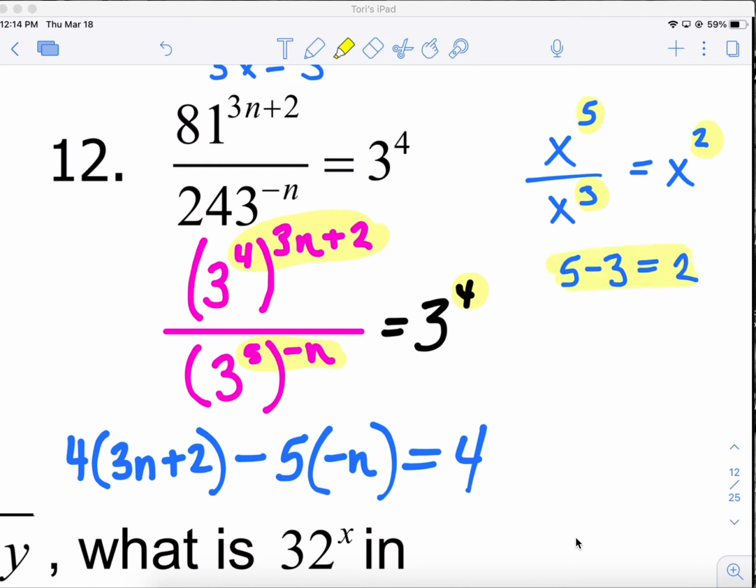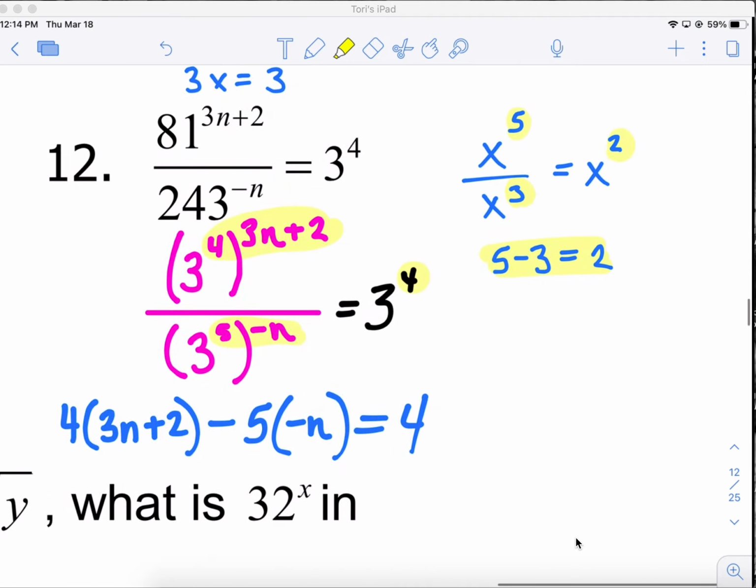Okay, so I took the top, kept the 4 separate, right? 4 distributes to 3n plus 2, and I subtracted away the 5 multiplied with the negative n, okay? I would highly, highly, highly encourage you write it out keeping parentheses so you don't lose any signs, okay? All right, that being said, now I can solve this problem.